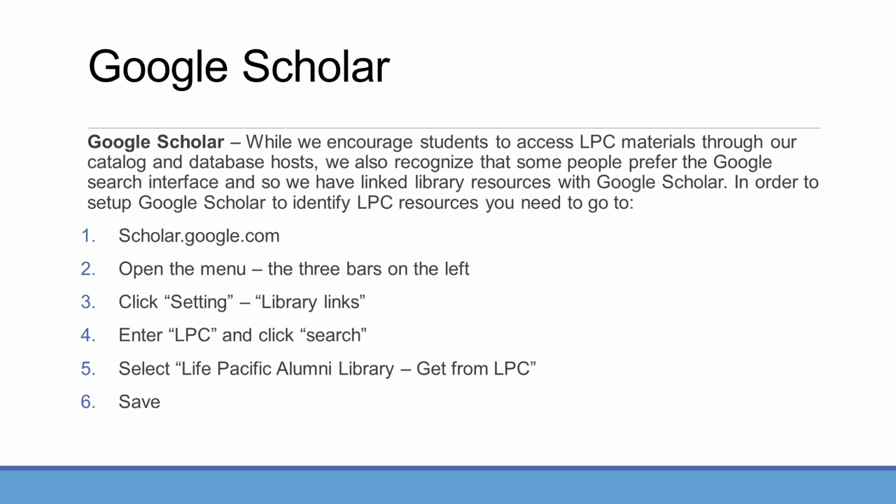Here are the steps to setting up Google with the LPC library. 1. Go to scholar.google.com. 2. Click the menu. Click the 3 bars on the left. 3. Click Settings and then Library Links. Enter LPC and click Search. Only select the one that says Life Pacific Alumni Library, Get from LPC. Anything else is an old link and won't work. Lastly, click Save. Now when you search Google Scholar, if LPC has the article, it should say Get from LPC next to it.